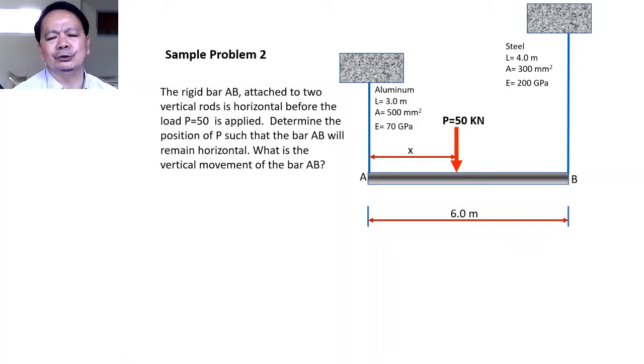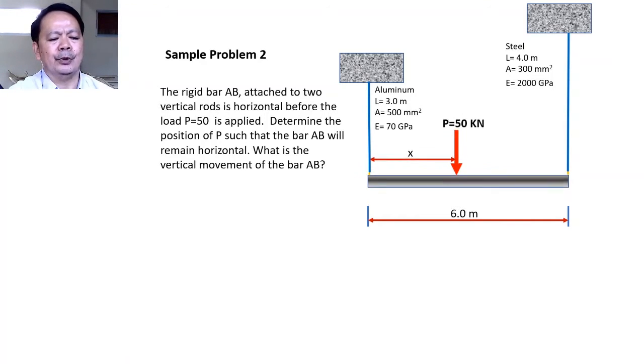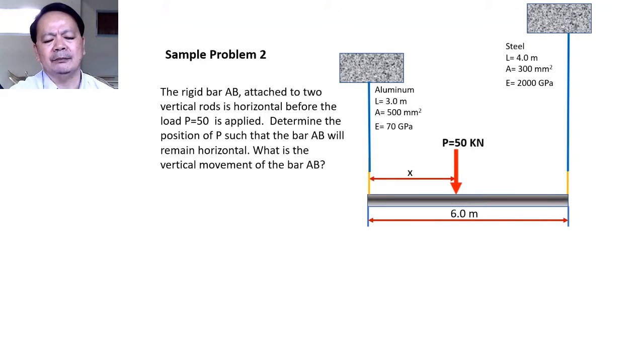So let us try to animate and show what will happen to AB when this is applied with a load at a position that will cause it to have the same deformation. Let us try to show it. When P is applied, it will have the same deformation.